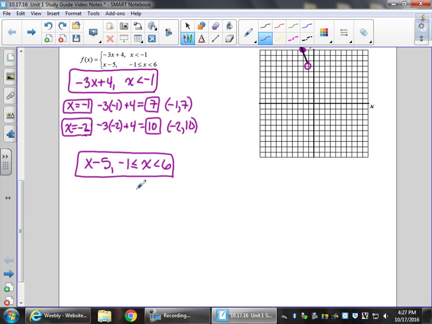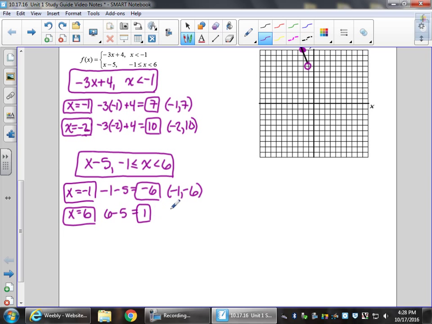Now this is nice because I have a segment, so I actually get both the x values I need straight from the segment. I'm going to use x equals negative 1, x equals 6. Substituting them in, negative 1 minus 5 gets me negative 6. So I get negative 1, comma negative 6. And here we're going to do 6 minus 5, that's 1. So my other ordered pair is going to be 6, comma 1.